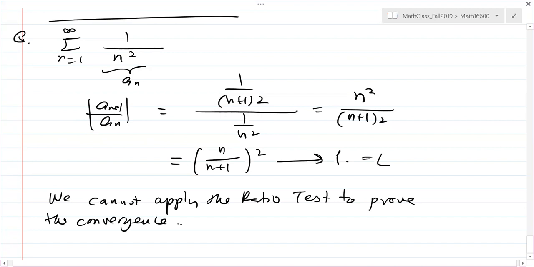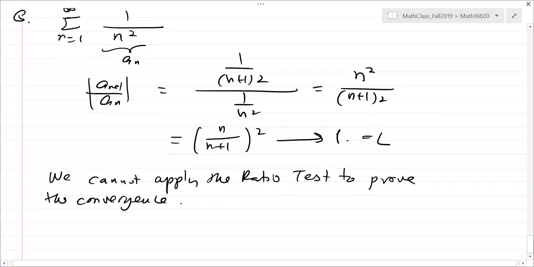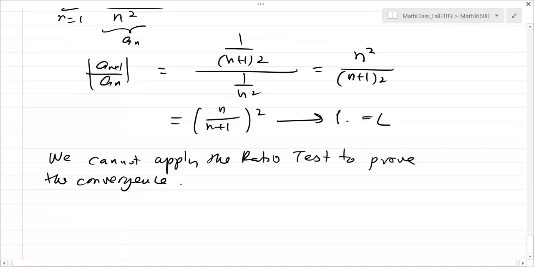But this series is convergent, and we have to prove that using the p-series test or directly apply the integral test to this problem. I have to say that some students, after practicing the ratio test, use this method for all the problems. No. If the limit is 1, then it's inconclusive using the ratio test.